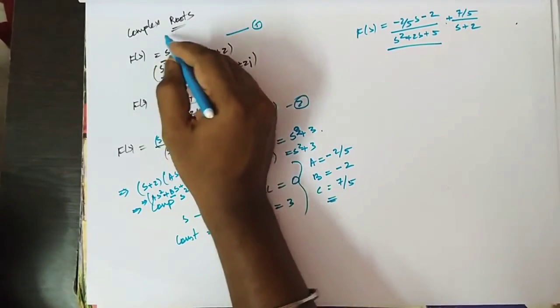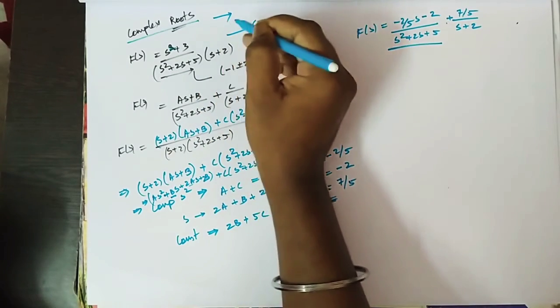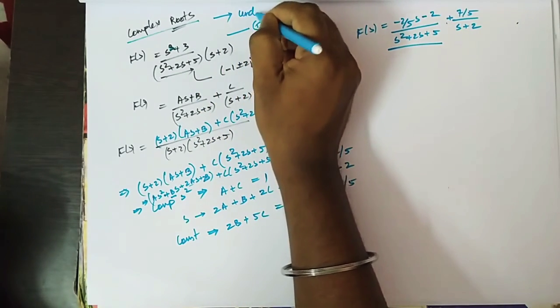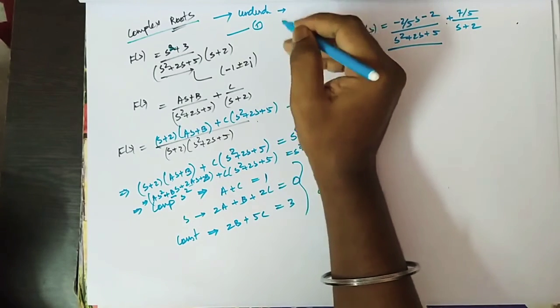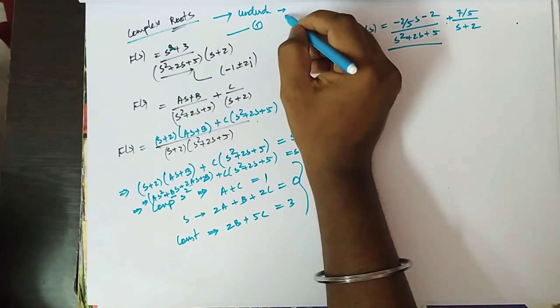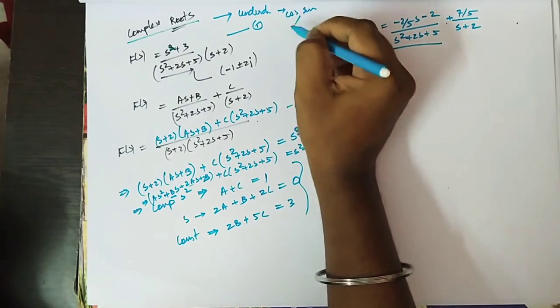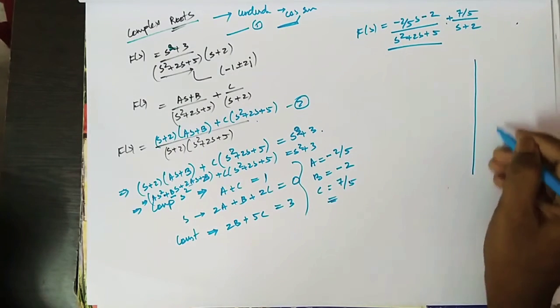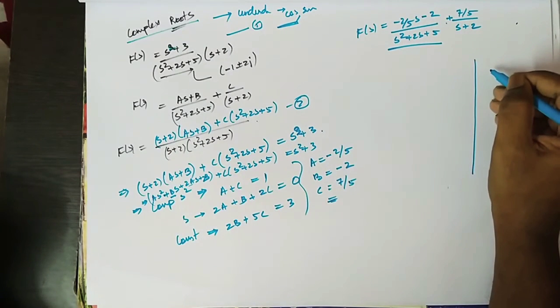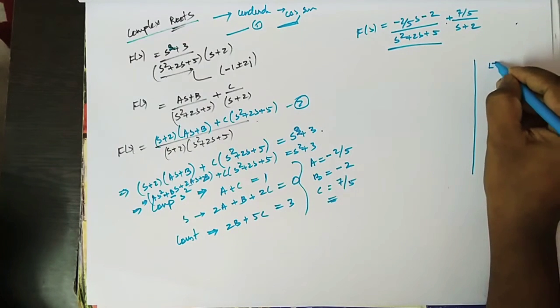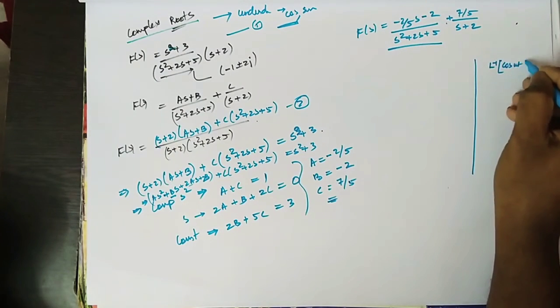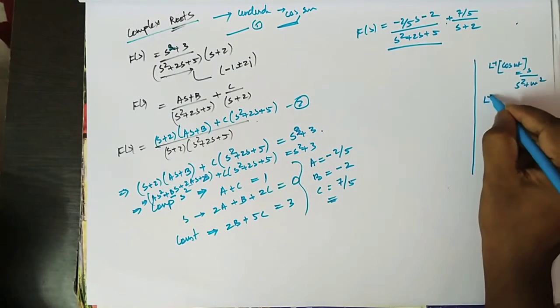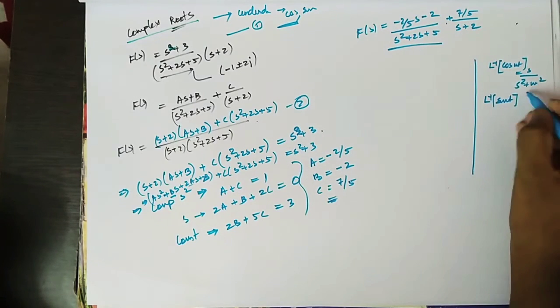So you got complex roots. For complex roots, that is an underdamped system. For an underdamped system, keep in mind that the response is in cos and sine forms. For this you need to know the inverse Laplace initially. Inverse Laplace of cos omega t equal to what? s by (s squared plus omega squared). And again inverse Laplace of sin omega t equal to what? Omega by (s squared plus omega squared).